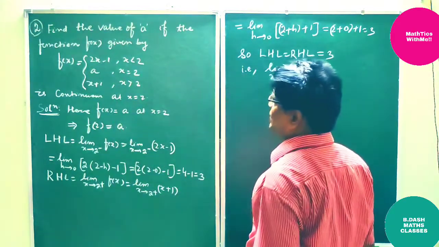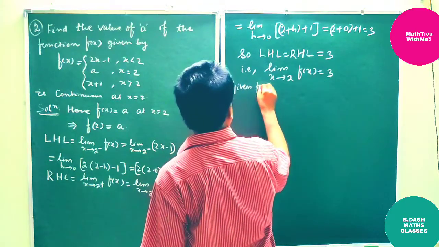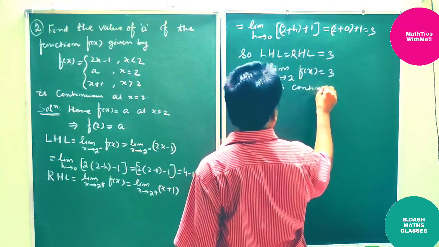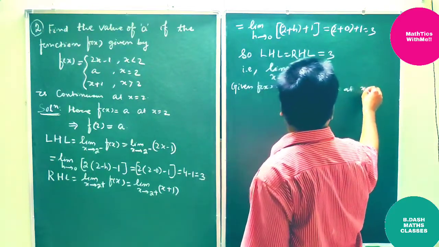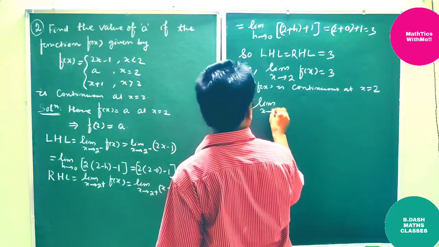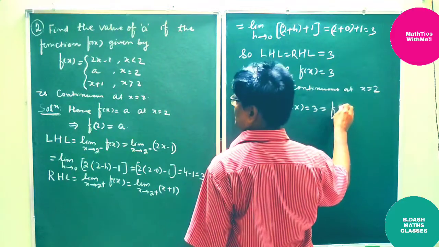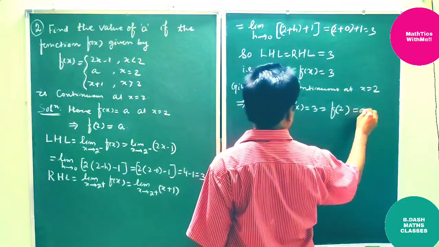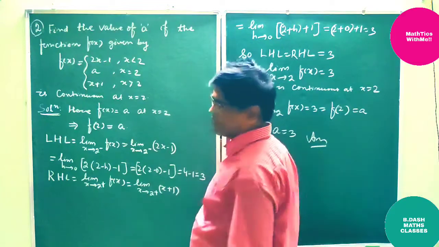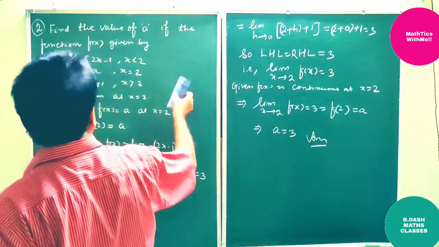But it is given that the function f(x) is continuous at x = 2. This implies the limit as x tends to 2 of f(x), which is 3, is equal to the functional value f(2), which is equal to a. So this implies a = 3. So our second problem is now solved. Let us proceed to solve the third problem.